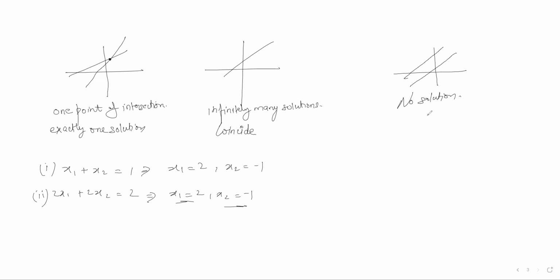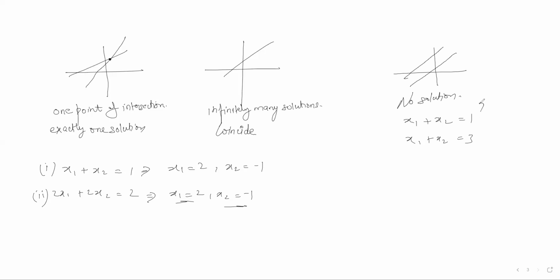And in parallel lines, how do we know that the lines are parallel? In parallel lines, only the constant will be different. x1 plus x2 equals 1, and the second equation will be x1 plus x2 equals 3. So this is the case of parallel lines.